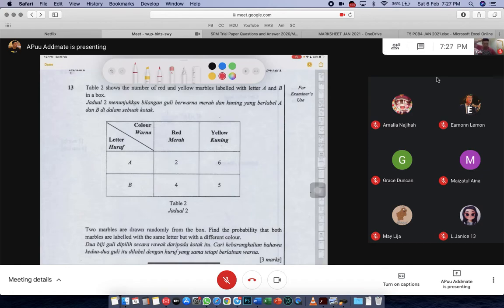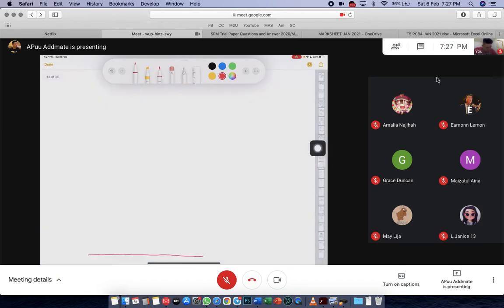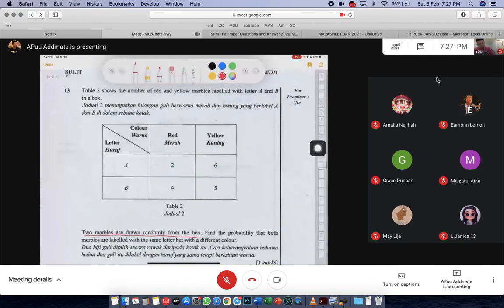Right, so over here, question says that you have table 2 shows the number of red and yellow marbles labeled with letter A and B in a box. And then question says that you have 2 marbles are drawn randomly, right? Bila soalan kata 2 marbles are drawn randomly from the box, kamu kena kira jumlah berapa marble kat sini kan? Berapa marble total dia? 17. You have 17 total marbles kan?